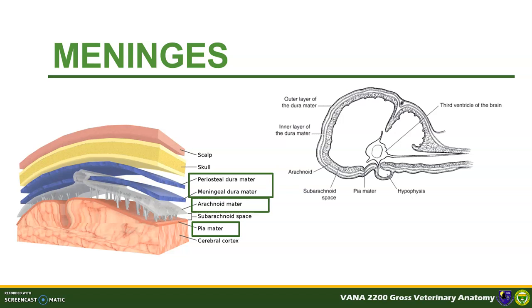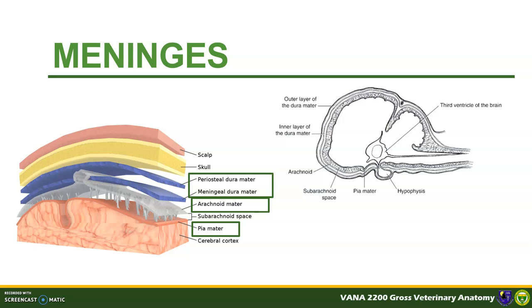The pia mater is the deepest of the meninges and is a delicate membrane that invests the brain and the spinal cord. The arachnoid is the middle layer, which is web-like in appearance as shown here. The pia mater and the arachnoid are collectively referred to as the leptomeninx. The dura mater or the pachymeninx is a tough outer covering of the brain and the spinal cord.